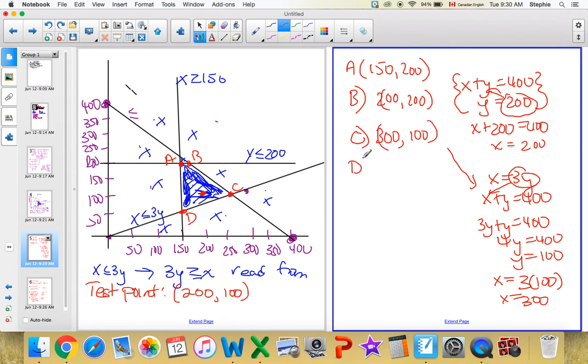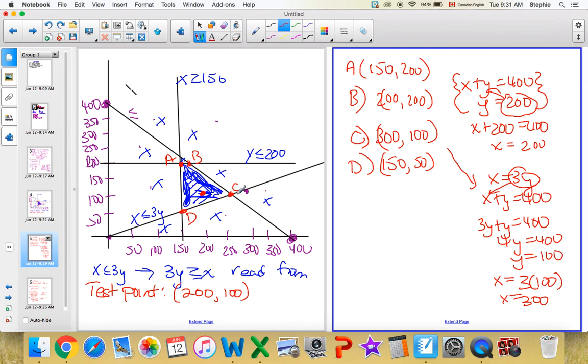And then for D, it looks pretty obvious, so it's 150 and 50. Now these corner points are important because they're asking us to maximize. And when you're asked to maximize, you need to look for the points that give you the highest value. It's not always the highest one. It could be B or it could be C.